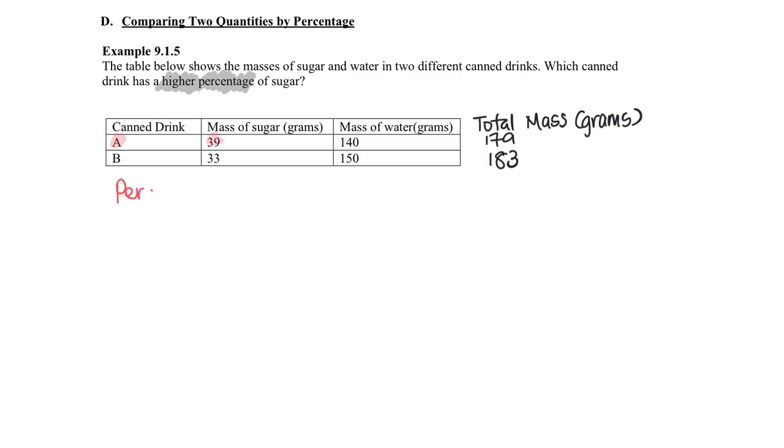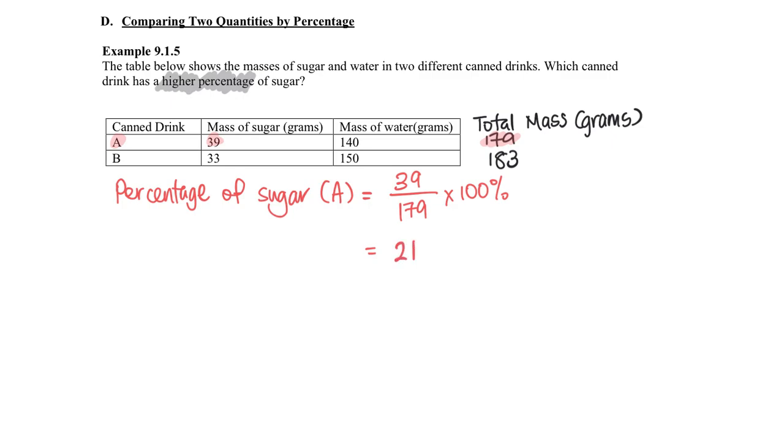So the percentage of sugar for canned drink A will be equals to 39 over the total, which is 179, times 100%. This will give me a value of 21.788% to 5 SF, followed by 21.8% to 3 SF.